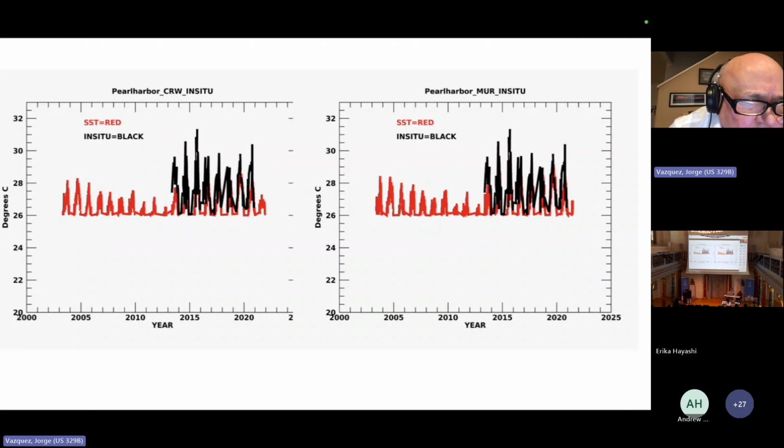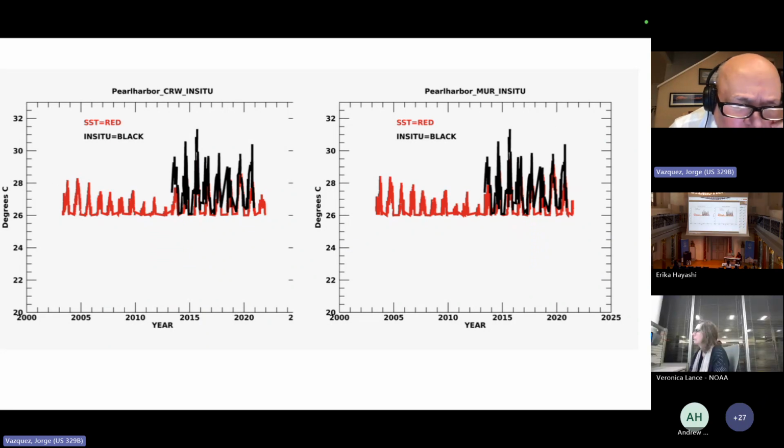And this shows, the left graphic shows the SST based on the Coral Reef Watch, and also the in situ data. The Coral Reef Watch is in red, the in situ is in black, and you'll see definitely higher SST values as you go past 2015, to the present.